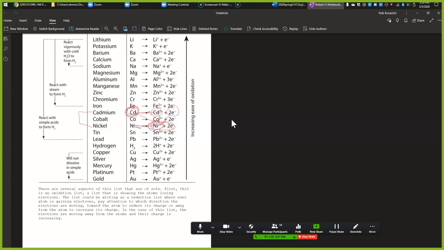So cadmium is the oxidizing agent? Or nickel is the oxidizing agent? Nickel is the oxidizing agent because it's taking electrons from the cadmium during discharge. Okay.